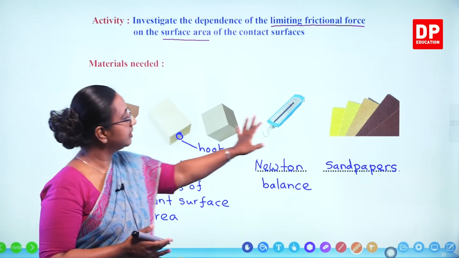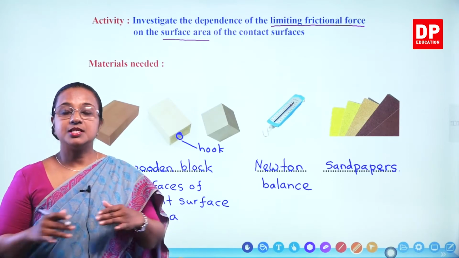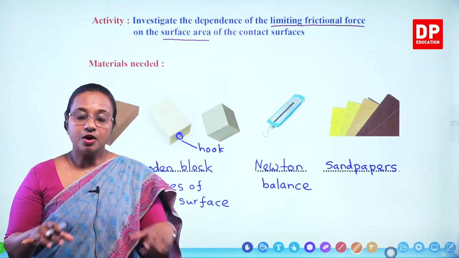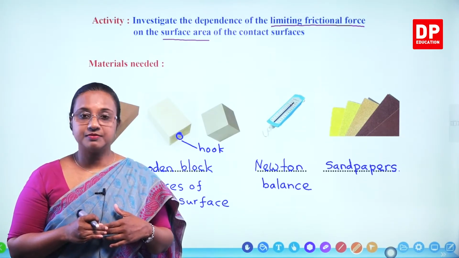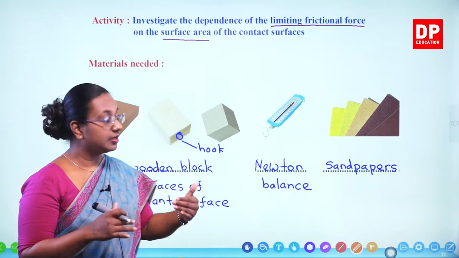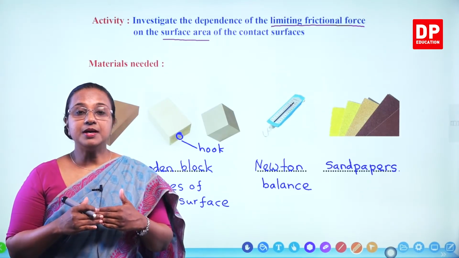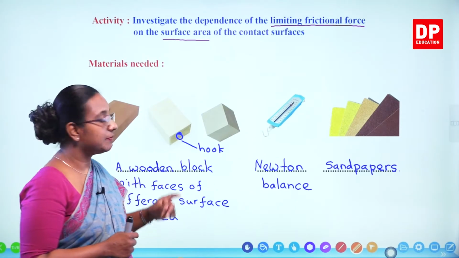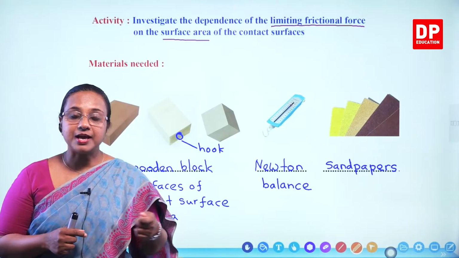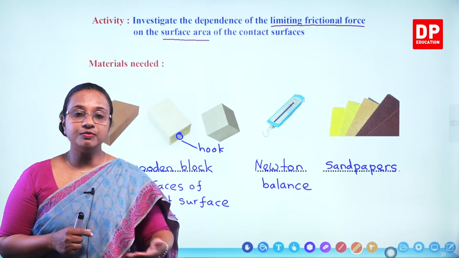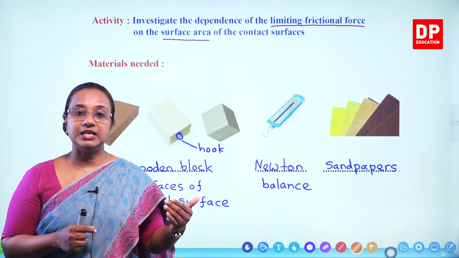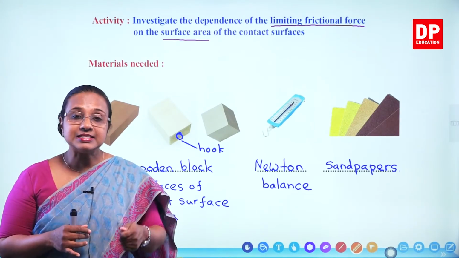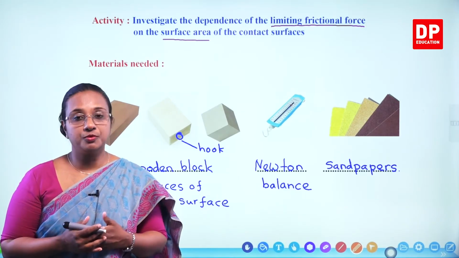So, once the sandpaper is pasted to the table, we place the wooden block with the largest face contacting the surface of the table, or the sandpaper pasted on the table, and then we attach the Newton balance to the hook. We apply a force. Initially it won't move. We increase the force gradually and note down the Newton balance reading as the block just starts to move.